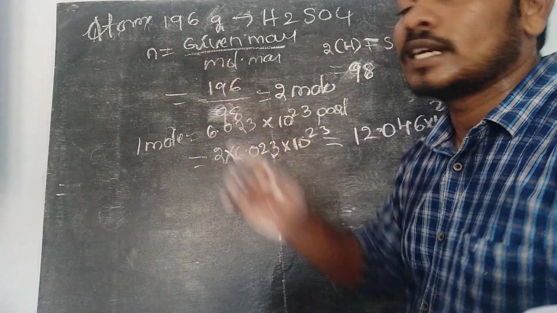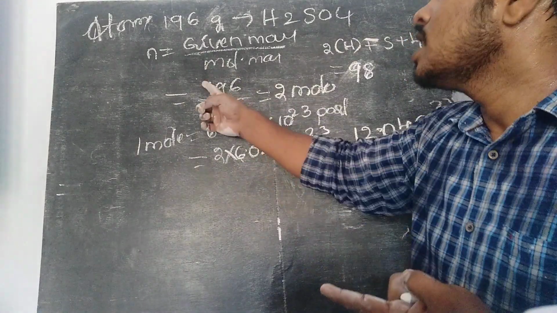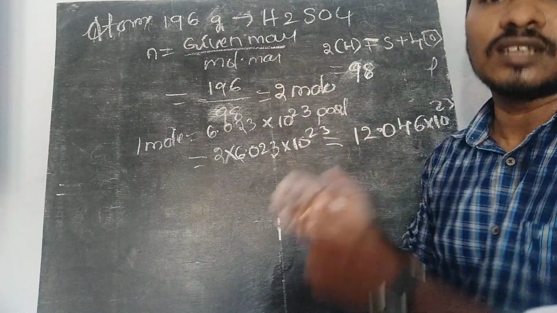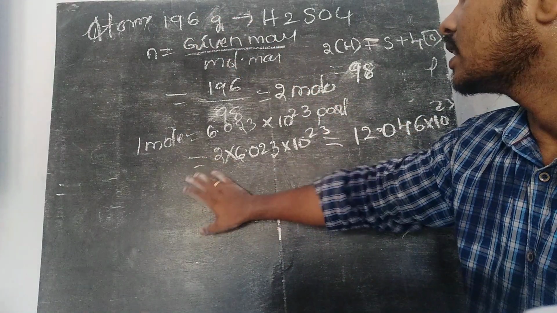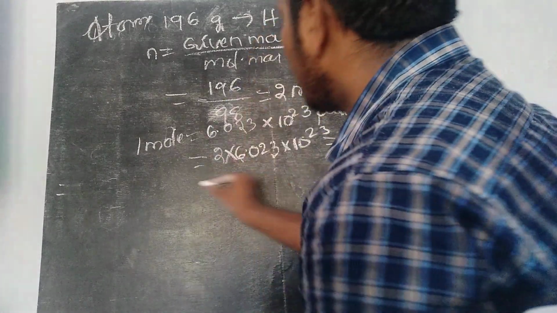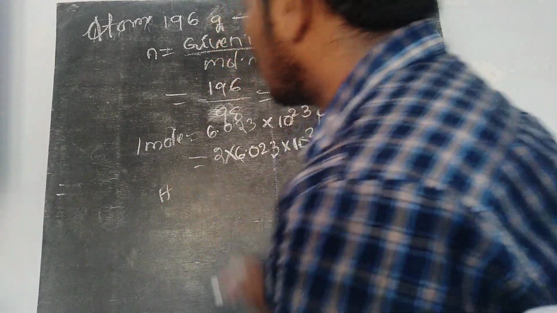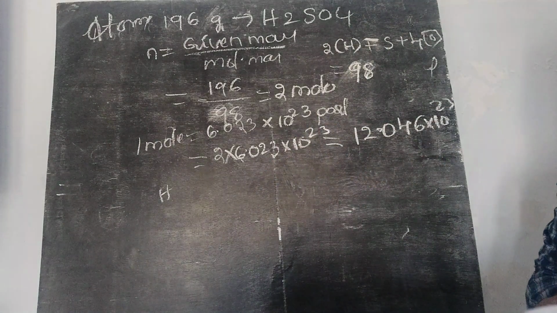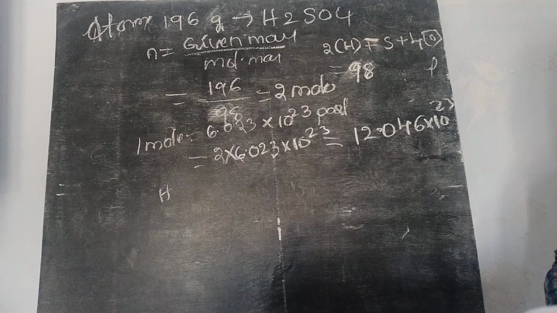First you have to calculate the number of moles. Next you have to calculate how many moles are present in the 196 grams. Then you can get the particles. See now, how many hydrogen atoms? 2 hydrogen atoms are present.